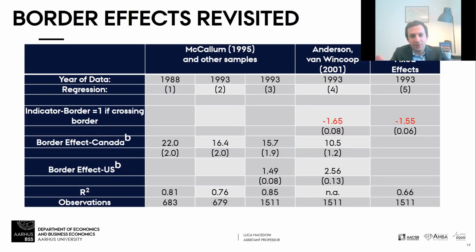What McCallum did was simply looking at the partial equilibrium effects of borders. What Anderson and Van Wincoop show instead is that there is a partial equilibrium effect and a general equilibrium effect. And in this case, but also in general, the general equilibrium effects tend to be much larger for the smaller economies than they are for the bigger economies.